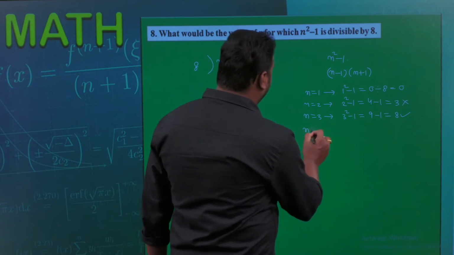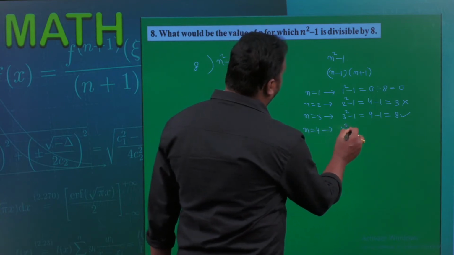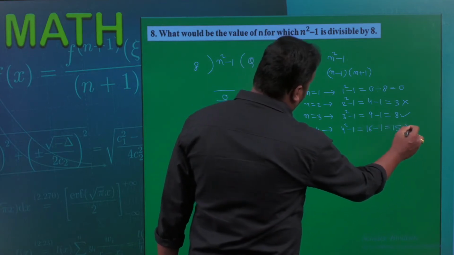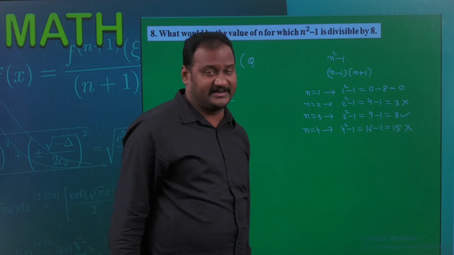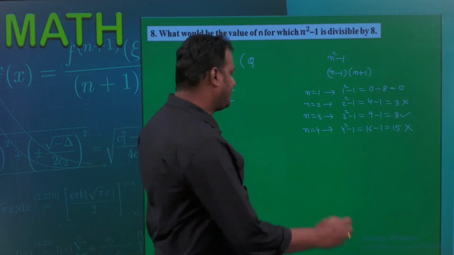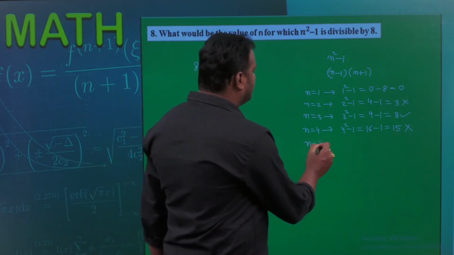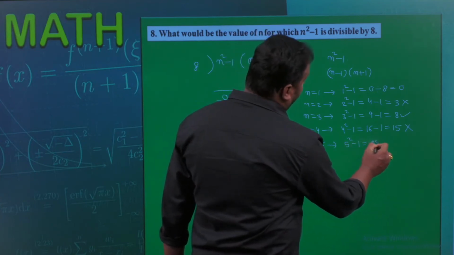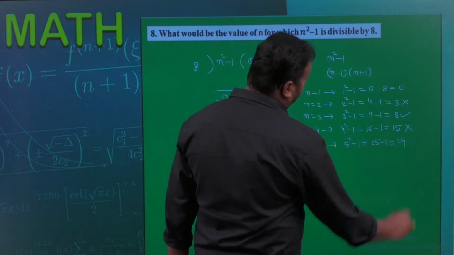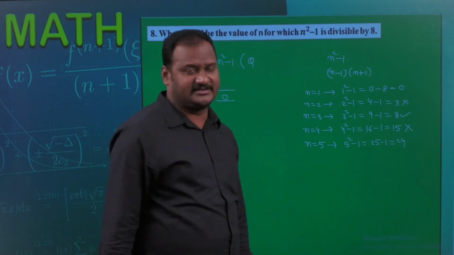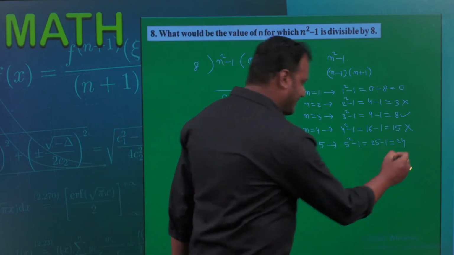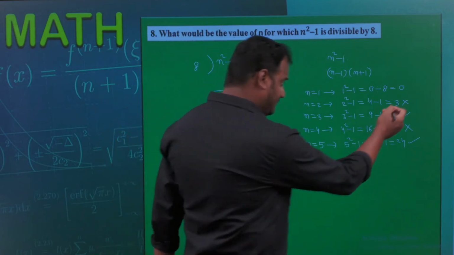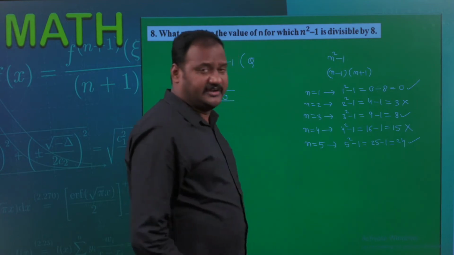When n is equal to 4, then 4 square minus 1 is equal to 16 minus 1 equal to 15. Also not divisible by 8. When n is equal to 5, 5 square minus 1, 25 minus 1 equal to 24. Is this 24 divisible by 8? 8 3s are 24. Absolutely divisible. And 0 is also divisible by 8.